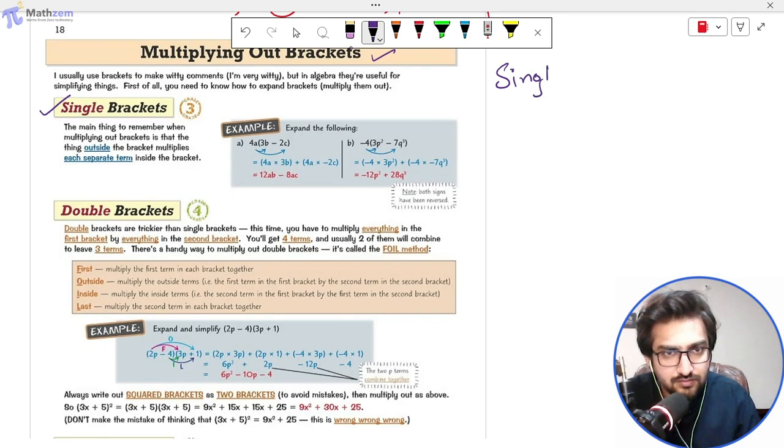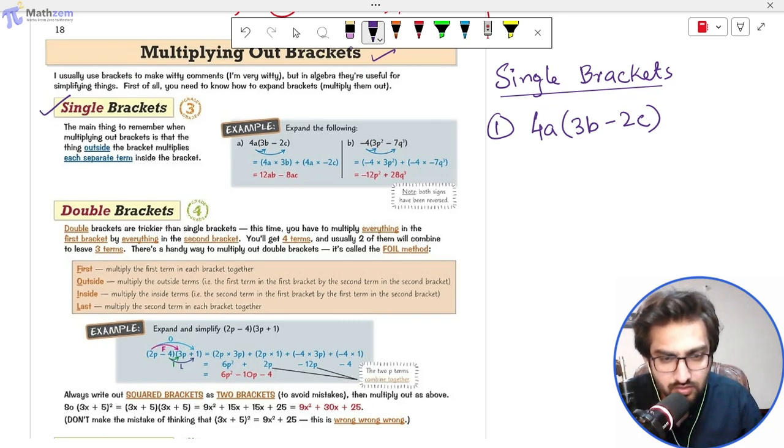Single brackets. Now the example is number one. If I write 4a bracket 3b minus 2c, this is the question, and let's solve this bracket.